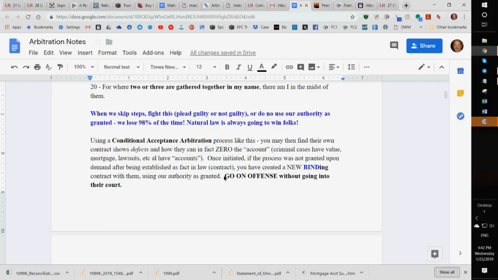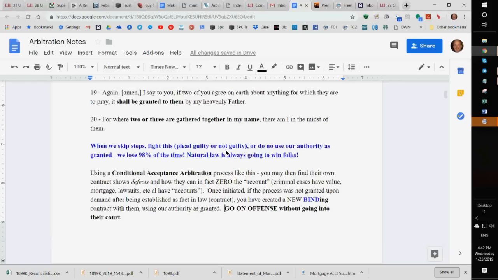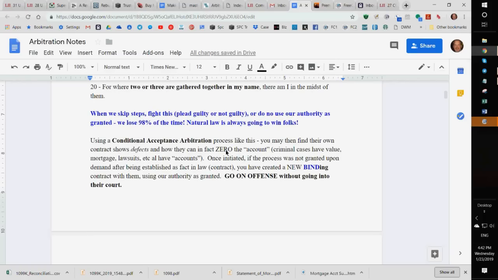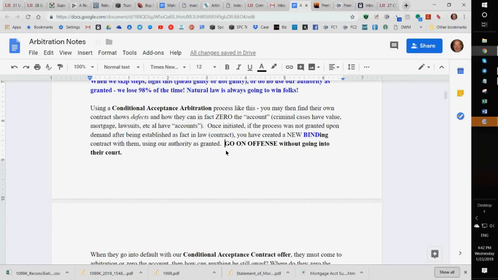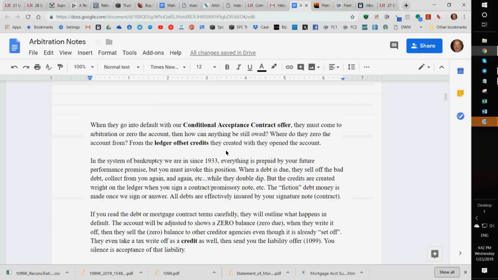So we have to go on offense without going into their courts. And if we do go in their courts, we need to have it already resolved. And that's what we need to do before we begin. We've got to get the arbitration step in there and bring it in. That pulls the jurisdiction away from the court. Once they see a contract, and I've seen plenty of case law on this, and again, we'll cover it in future trainings, once that contract is seen by the court, they'll say, well, we have no jurisdiction at that point because it's already resolved. So we do this conditional acceptance contract type of offer.